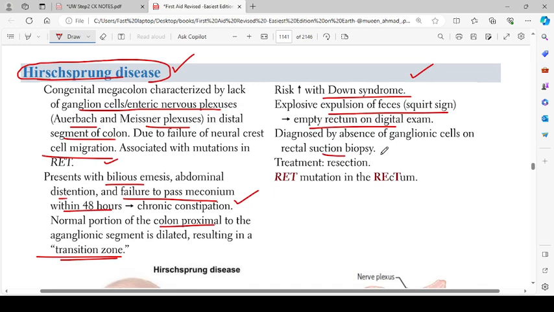So we do the rectal suction biopsy. Basically, we don't take the mucosa only. We do the suction biopsy in which all the layers of the rectum are taken, and then we look for the presence or absence of the myenteric or Auerbach plexus. And in diseases like Hirschsprung disease, they're absent. Treatment is dissection. So RET mutation in the rectum.